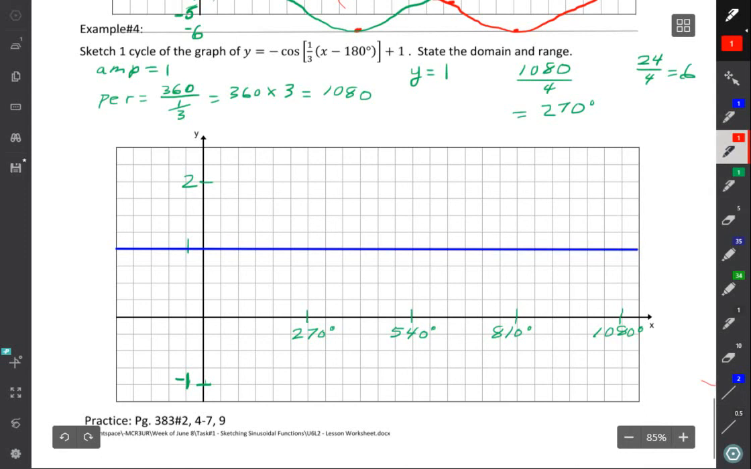Looking at my equation, this is a cosine curve and it's reflected. That means it's going to start at a minimum. So it will start at 0. The next quarter, it will go up to the axis. The next quarter, it will go up to a maximum. The next quarter, it's back to the axis. And the next quarter, it will be at a minimum.